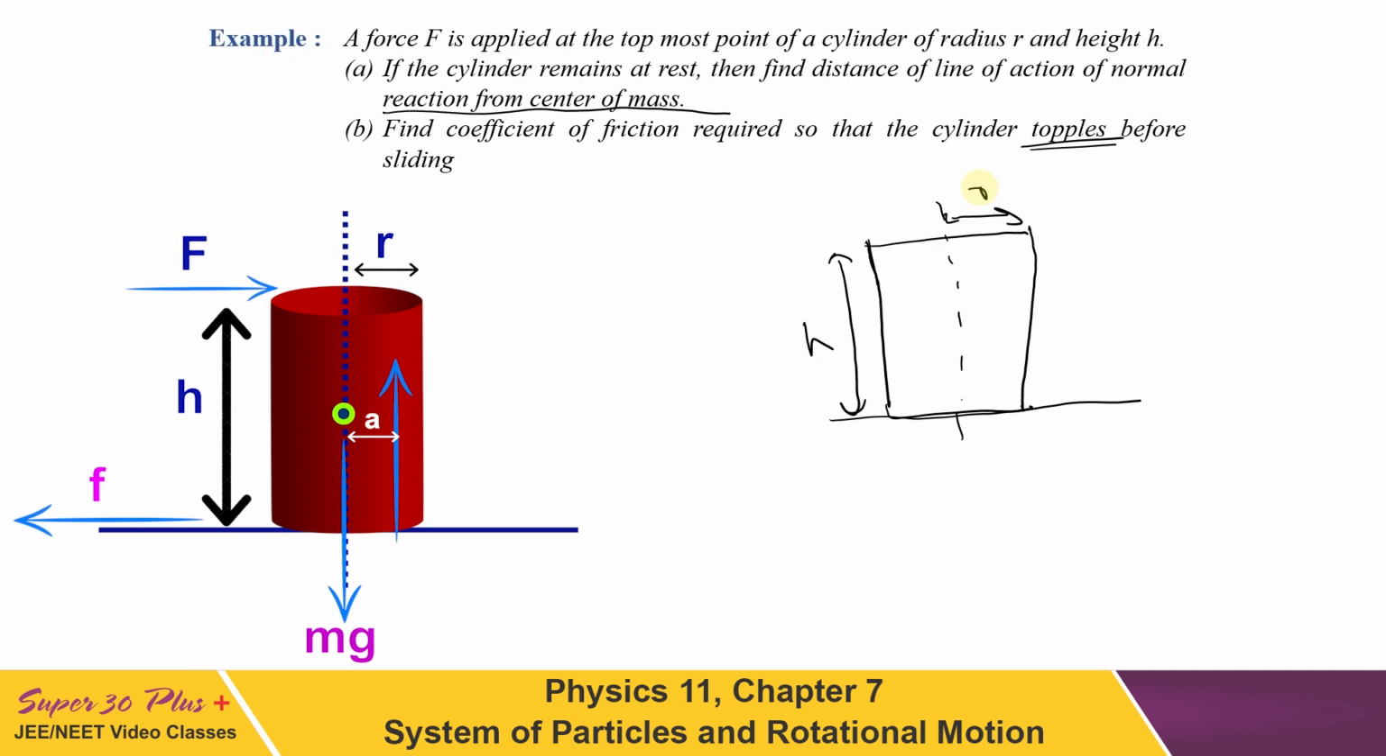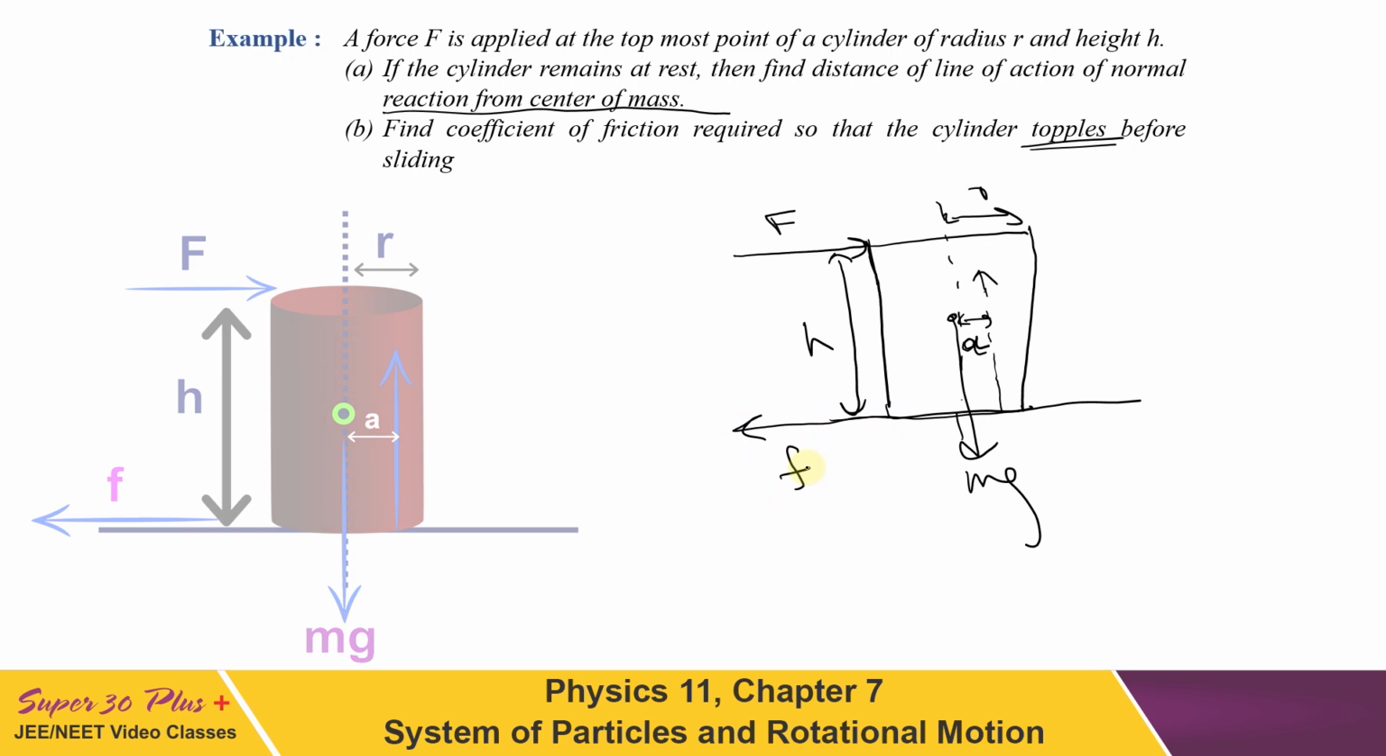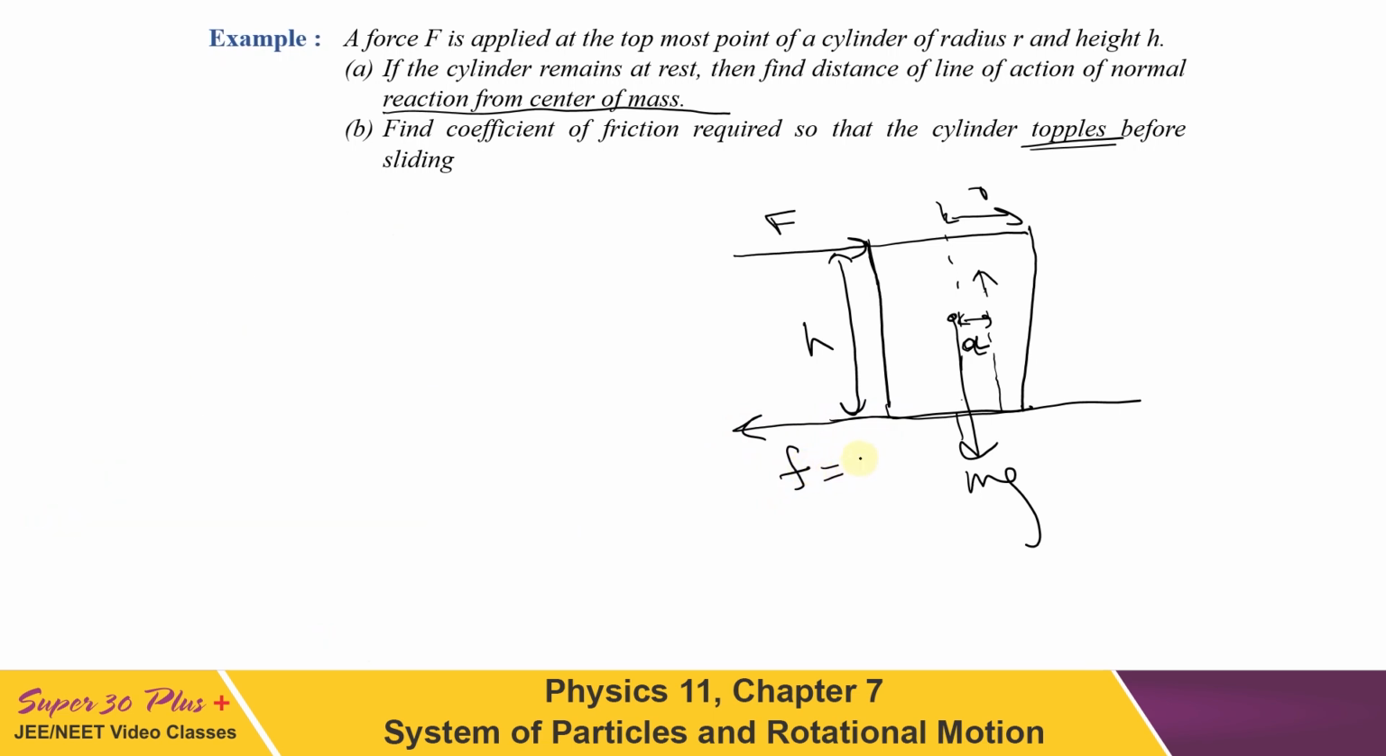Now if F is applied like this, which is at the top of the cylinder, then we have to consider its translatory as well as rotatory equilibrium. So let us draw all the forces. Weight has to be acting in the vertically downward direction through the center. Again, let us consider that the normal has been shifted towards the right by a distance equal to A. This shifting I have considered as A. Of course, friction will be there in this direction, so as to oppose the external force, and it has to be numerically equal to the external force F.